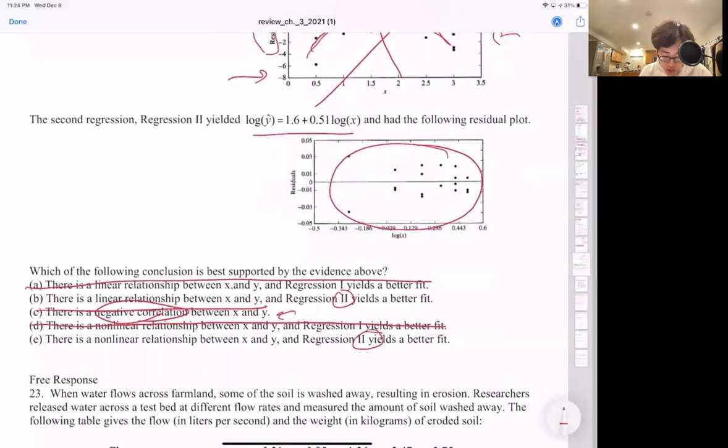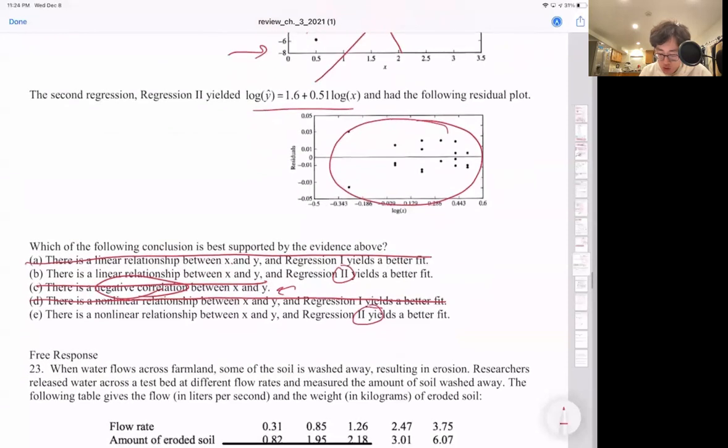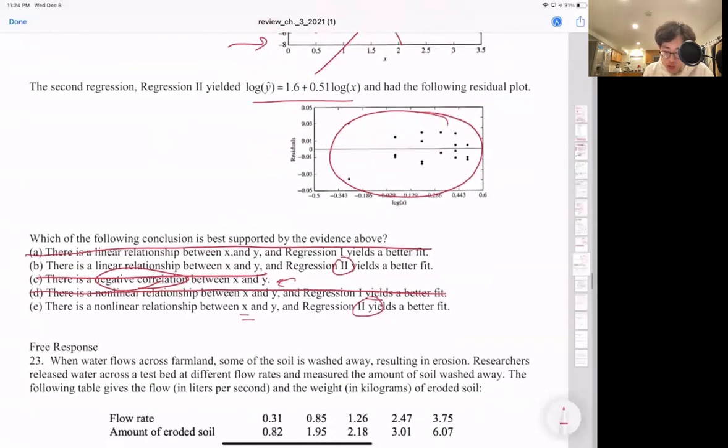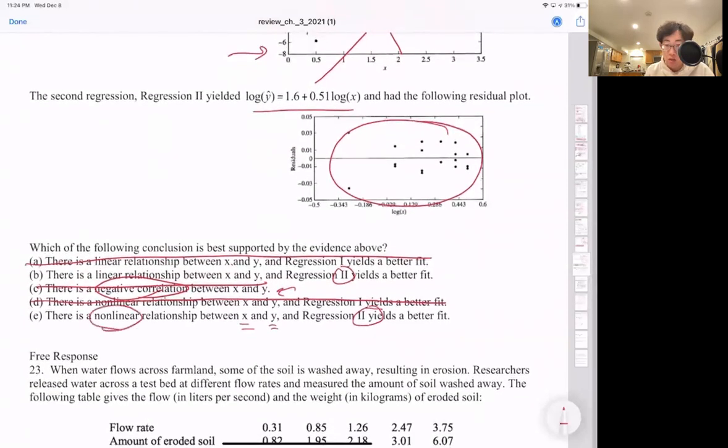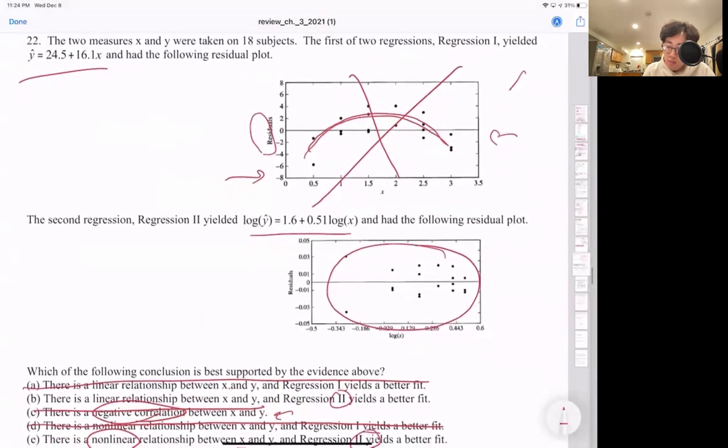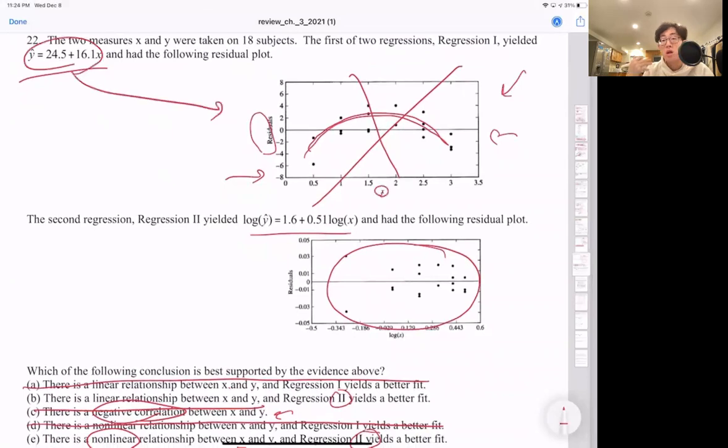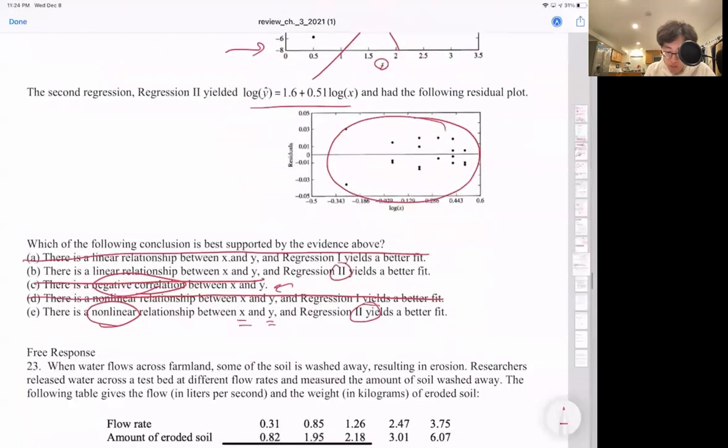There's a non-linear relationship between X and Y, and regression 2 yields a better fit. Between X and Y, yes, there's a non-linear relationship. How do I know that? Because when I plotted a residual plot between just straight up X and Y with this equation, it shows me a pattern. So there's a nonlinear relationship when we're comparing X and Y.